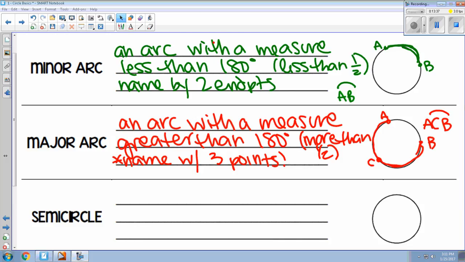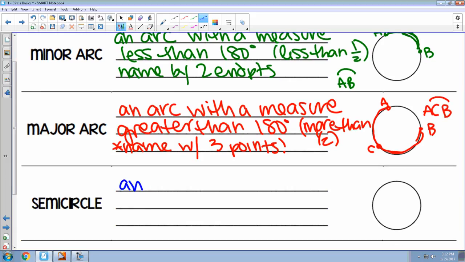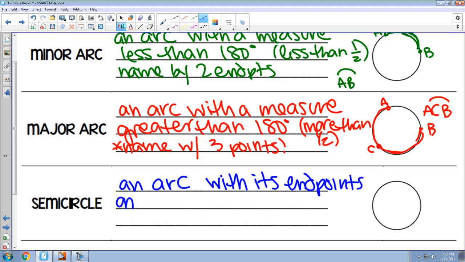The last one here is going to be a semicircle. A semicircle is still an arc. It is an arc with its endpoints on a diameter. What this does is force it to be exactly half.